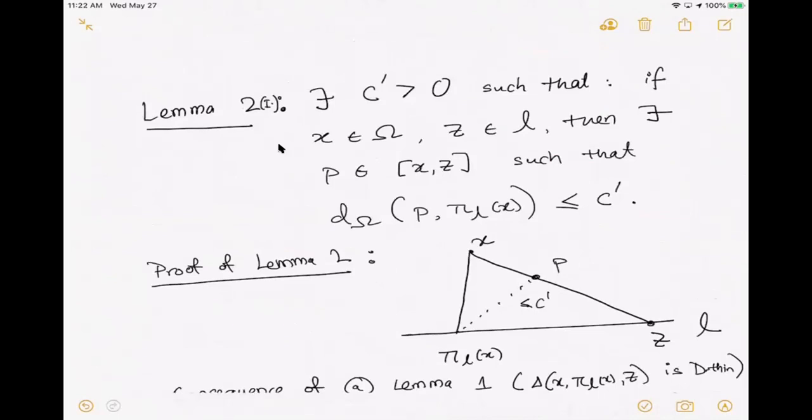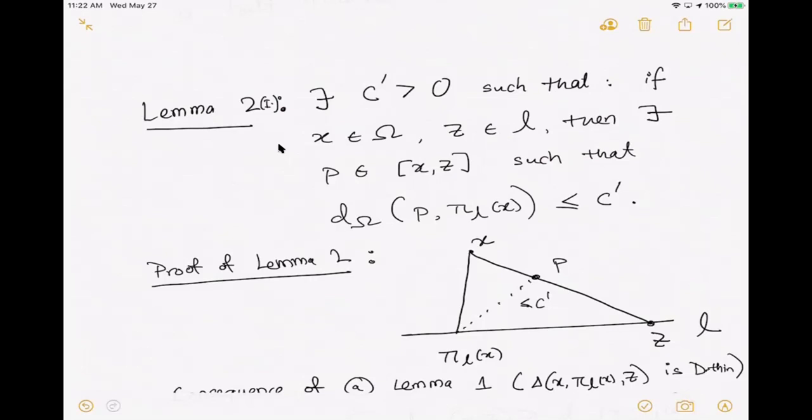Now we will prove a second lemma towards the proof of the remark. Lemma 2 says that there exists a positive constant C prime such that if X is a point in omega and Z is a point on the rank 1 axis, then there exists a point P in the geodesic segment XZ such that the Hilbert distance between P and the projection of X on L is at most C prime.